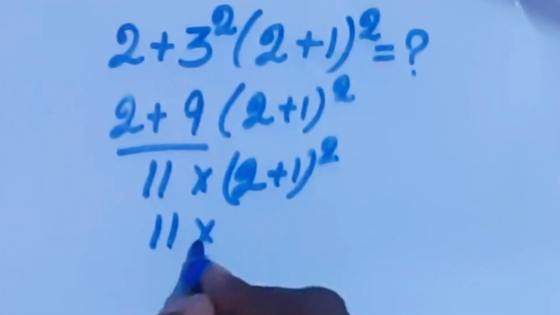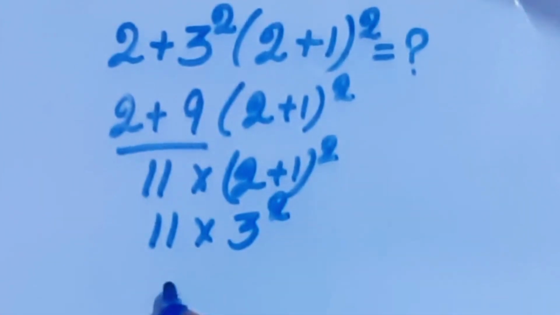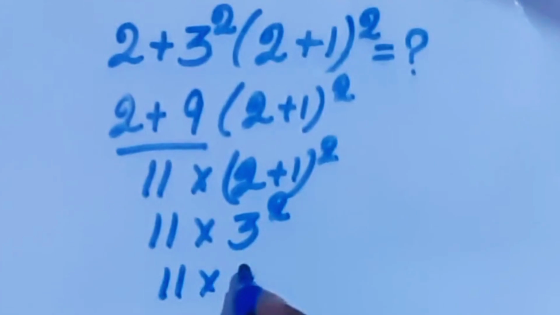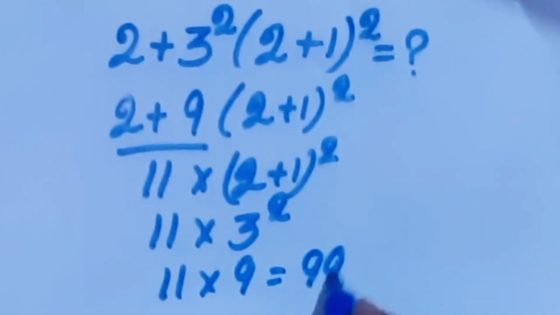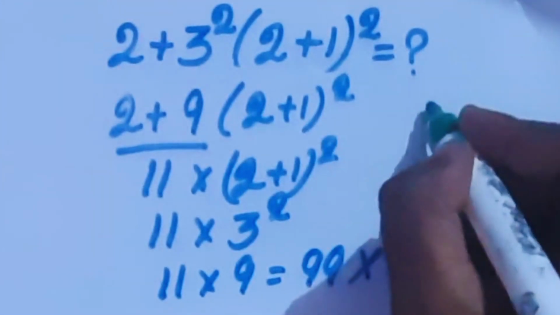Here 11 times, here 2 plus 1 is 3 power 2. Here 11 times 3 power 2 is 9. Here 11 times 9 is 99, which is the wrong answer. As per this order of operation, this 99 is the wrong answer.